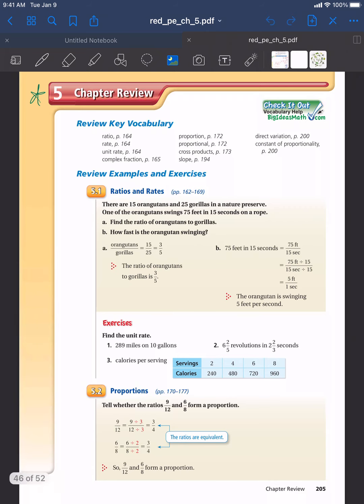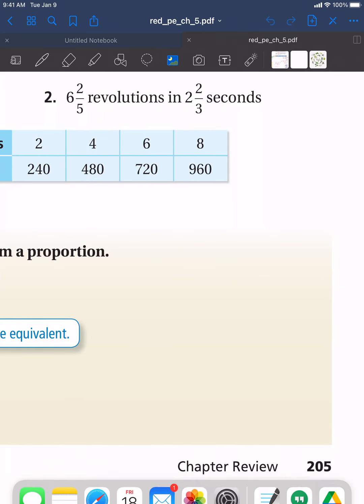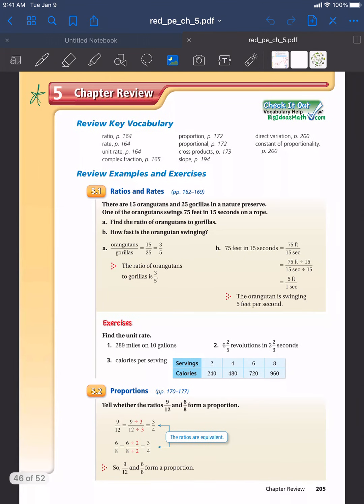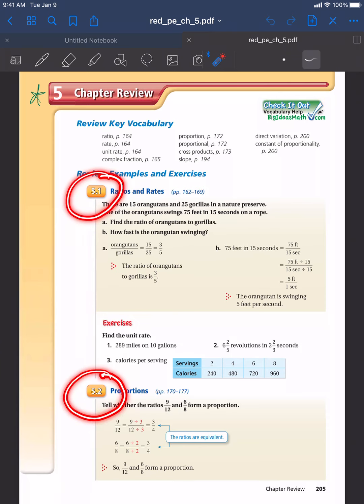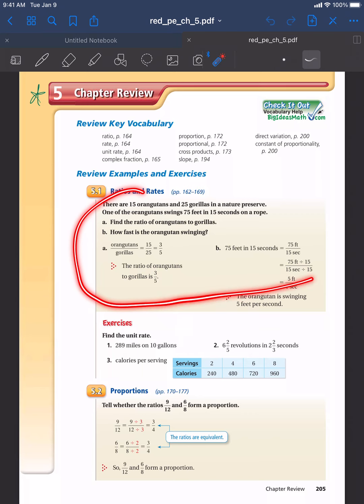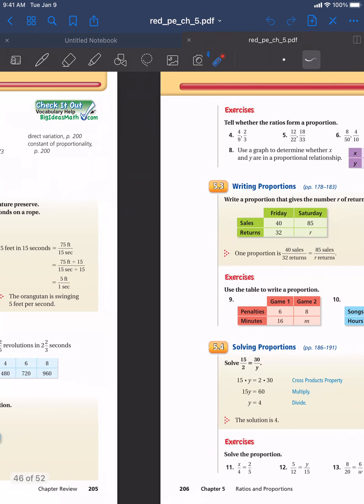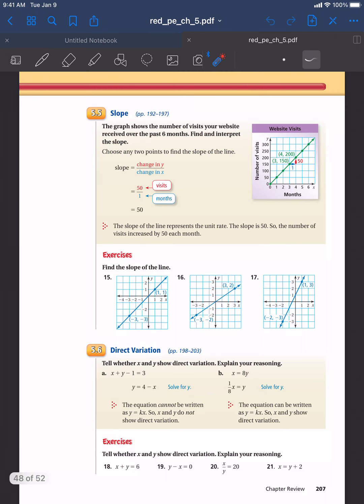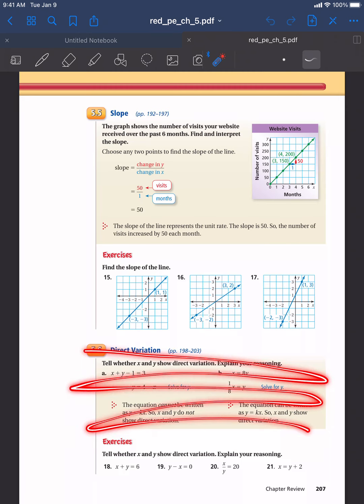Is everybody on page 205? 205 is the actual chapter review in your book, and it's really nice because they go over 5.1, 5.2, but not only do they go over it and give you examples, they also give you practice problems, okay? So this is what we're going to be doing today, the practice problems inside of these. It goes through 5.3, 5.4. We actually are skipping 5.6. It will not be on your test, okay?